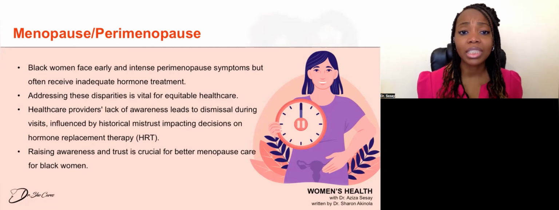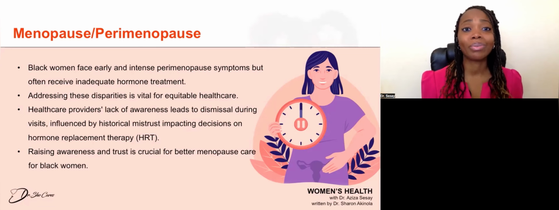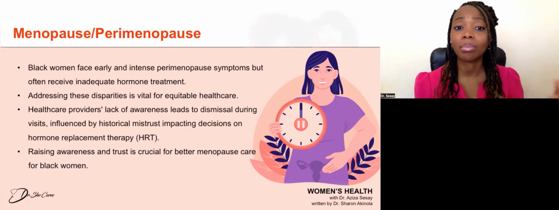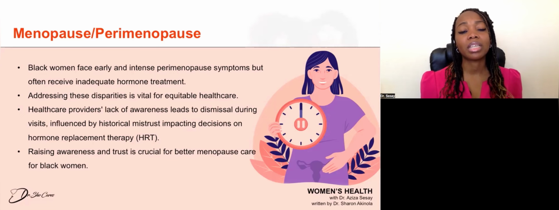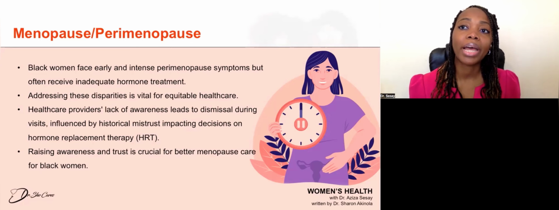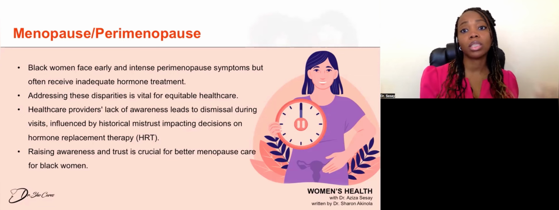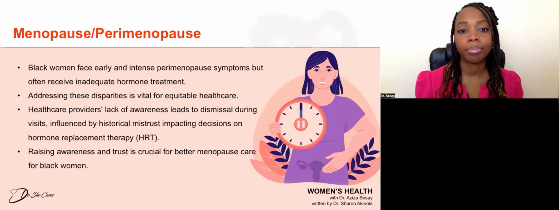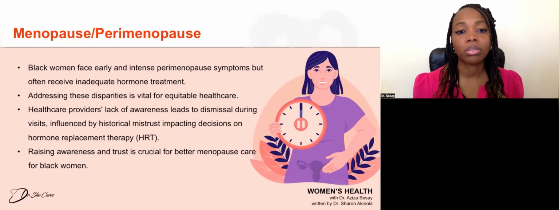It's important that we address the disparities that exist so that we can have equitable care. Unfortunately, there is a lack of awareness in healthcare providers with regards to the realities that Black women face in perimenopause and menopause. There's a lot of dismissal that happens in our visits. There's also that historical mistrust, which then impacts a Black woman's decision as to whether or not she's going to have hormonal replacement therapy, which is the first line treatment for menopause. So there's that reluctance of taking the medication based on historic mistrust.